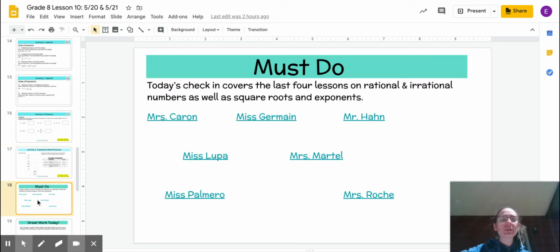Last is our must-do. Please make sure that you do that must-do form so that we can get both forms of credit for today. If you guys have any questions, please feel free to reach out to me.